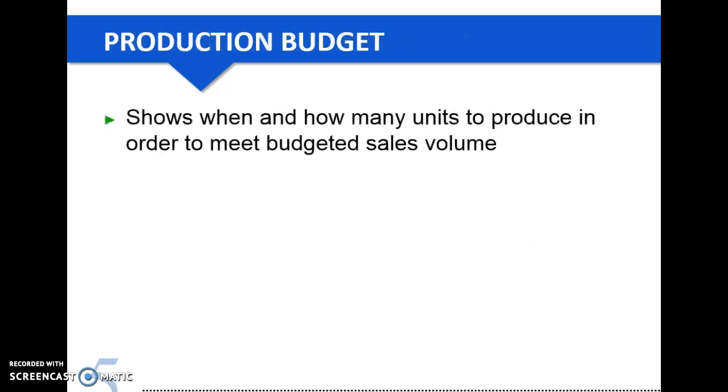We move on to the production budget, which is included in your course outline and which will be included in your exam. This shows when and how many units to produce in order to meet the budgeted sales volume. So the production budget will basically help the company to know how many units of the product will have to be produced in order to meet the budgeted sales volume.